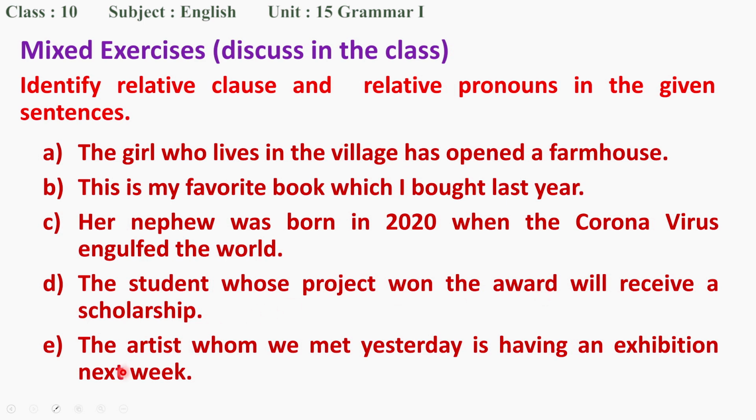And another example, those artists whom we met yesterday. This is the relative clause. If you say relative pronoun, in this first example, who is a relative pronoun. Second example, which is a relative pronoun. Third example, when is the relative pronoun. And fourth example, here whose is a relative pronoun, and the last example, whom is a relative pronoun.